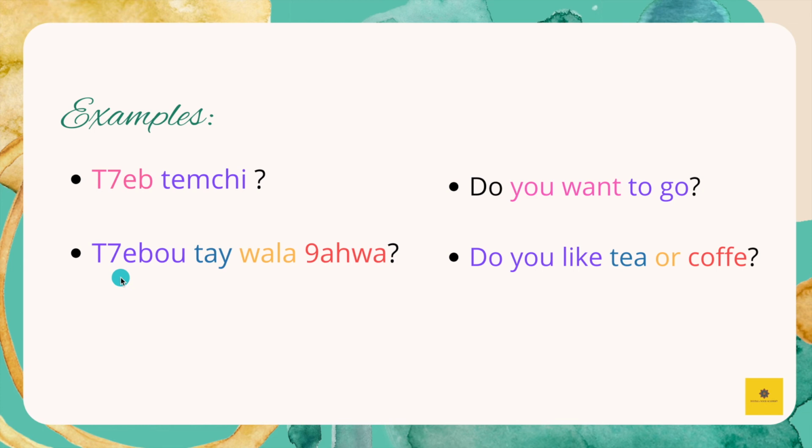Another example here, it says تحبوا تاي ولا قهوة. تحبوا means do you like, in plural. تاي translates to tea. ولا translates to or. And قهوة means coffee. تحبوا تاي ولا قهوة? Do you like tea or coffee? It also means would you like to have some tea or coffee? باهي.